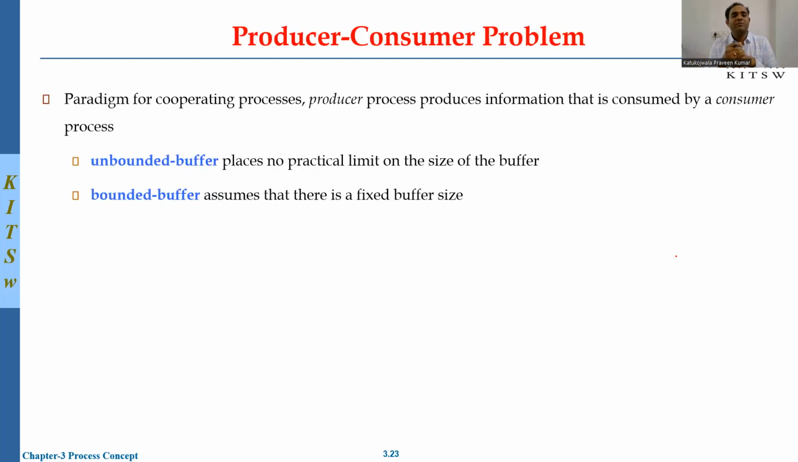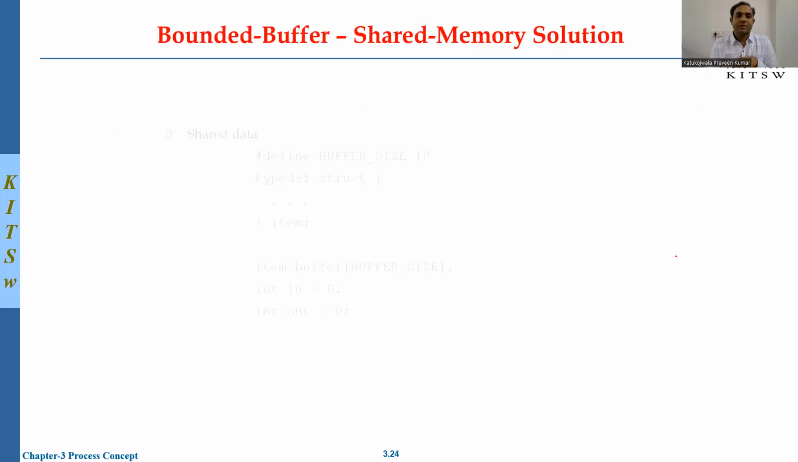In this, we have to discuss the producer-consumer problem, a paradigm for cooperating processes. A producer process produces information that is consumed by a consumer process. Here we have two types of buffer: unbounded buffer and bounded buffer. The unbounded buffer places no practical limit on the size of the buffer; that is the reason we call it unbounded. The bounded buffer assumes that there is a fixed buffer size, a limited number of buffer slots.